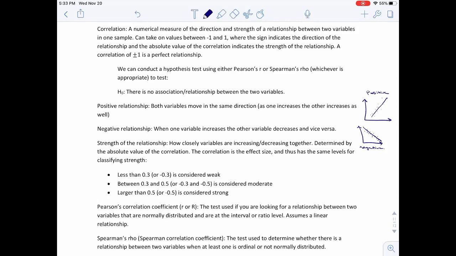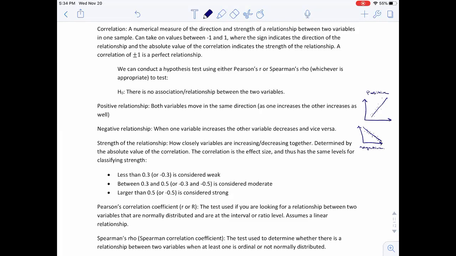And depending on what type of data you have, you can either use Pearson's R or Spearman's rho, and we'll talk more about which one's appropriate when. But it was also last week, so kind of fresh. Our null hypothesis is that there's going to be no association or relationship between these two variables, which is very similar to a chi-squared, right? There's no association between these things, and we decided that correlation is actually just kind of an extension of chi-squared.